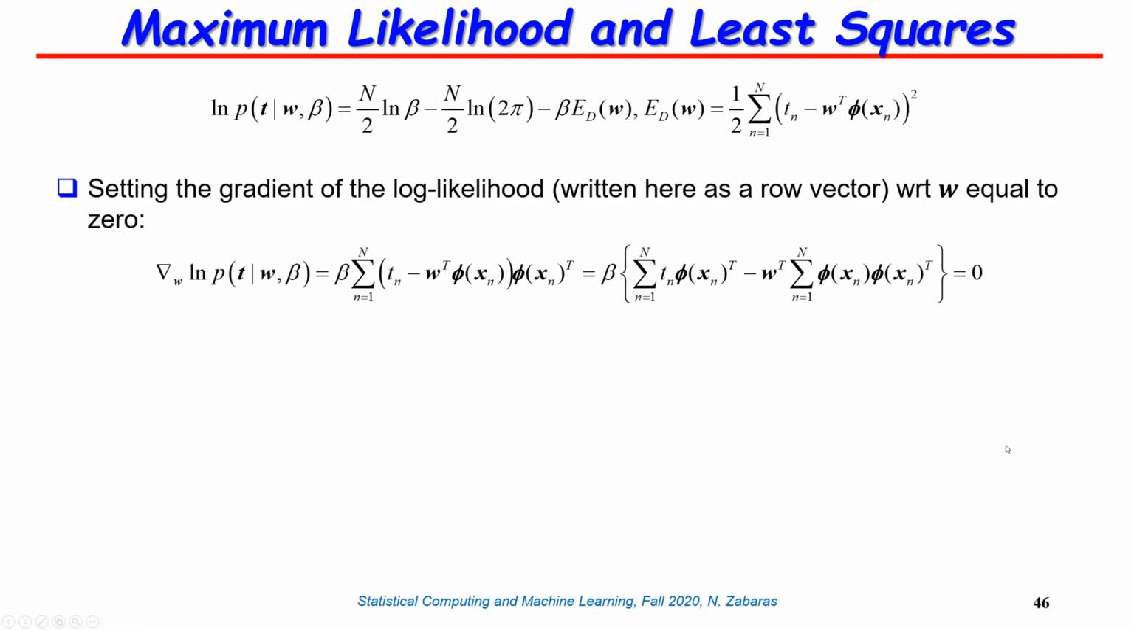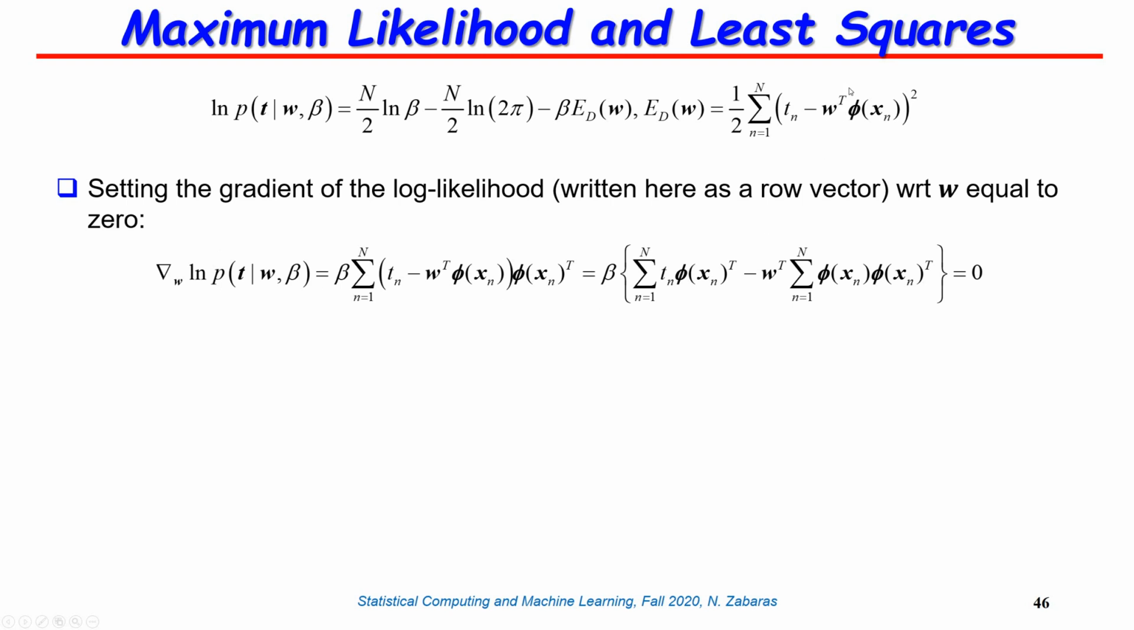So let me do the algebra now, because I want to produce an equation for W in a nice matrix form. This is the way it is written here. This is scalar, but W is a vector and phi is a vector. So when we take derivatives with respect to W, we're going to get basically a vector here. And I am writing this gradient of the log likelihood as a row vector.